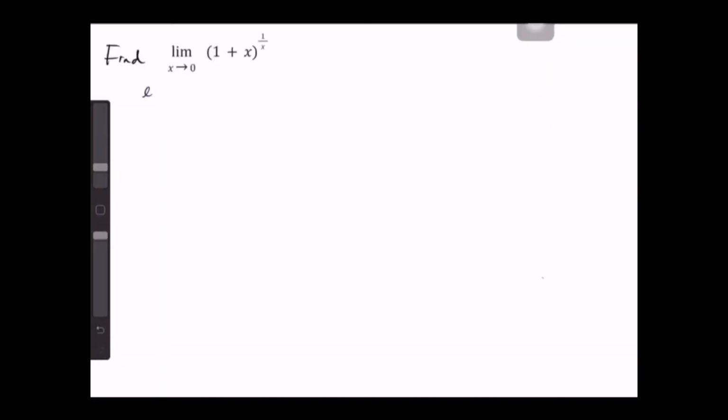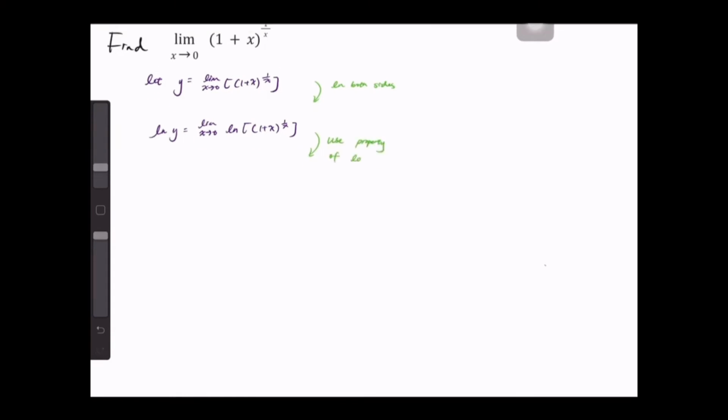Now we're going to derive an extremely famous limit in calculus and in math. First, let y be the limit as x approaches 0 of (1 plus x) raised to the 1 over x power. Now, let's take the natural log of both sides. Now we get the natural log of y equals the limit as x approaches 0 of the natural log of (1 plus x) raised to the 1 over x power. Recall the property of log.